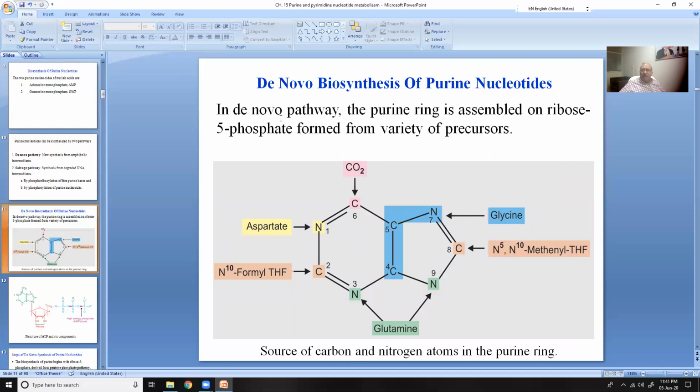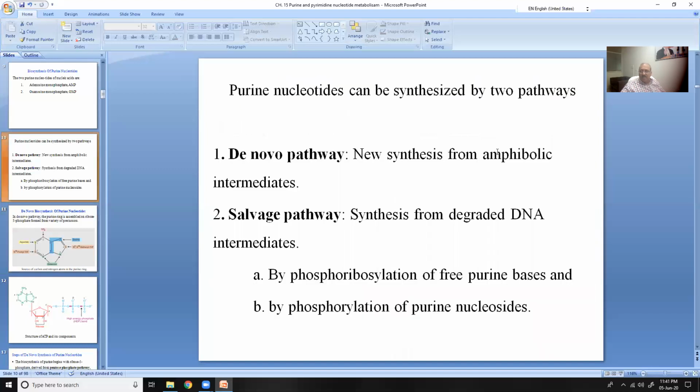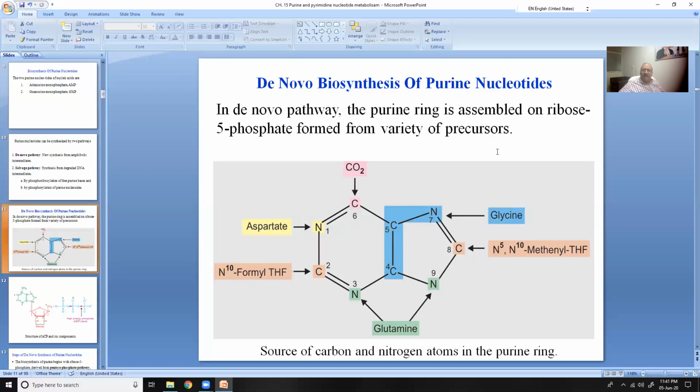Now, de novo biosynthesis of purine nucleotides. In the de novo pathway, the purine ring is assembled on ribose 5-phosphate from a variety of precursors. What I told you, de novo is new synthesis from amphibolic intermediates. So the same thing again: in the de novo pathway, the purine ring is assembled on ribose 5-phosphate formed from a variety of precursors.